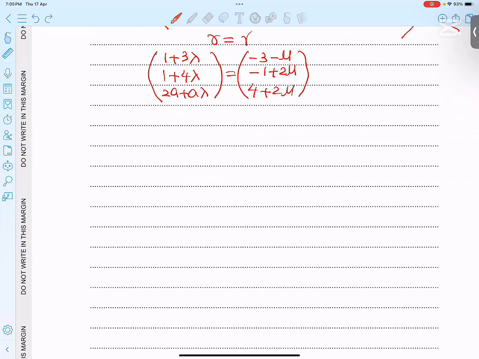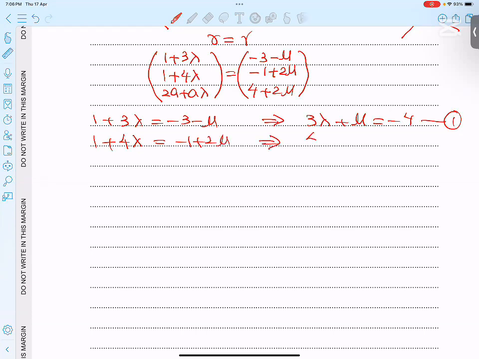This is i. So I got 1 plus 3 lambda is equal to negative 3 negative mu. Reshape it: 3 lambda plus mu is equal to negative 4. I can do any arrangement. I brought mu here and this number to the other end, or you can do it any way. Okay, 1 plus 4 lambda is equal to negative 1 plus 2 mu. And what I can get is 4 lambda minus 2 mu is equal to negative 2, equation number 2 done. Same way, this 2a plus a lambda is equal to 4 plus 2 mu.